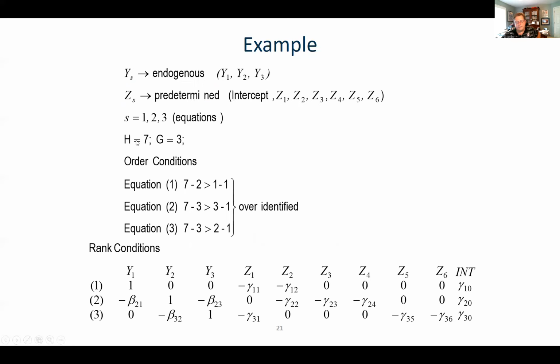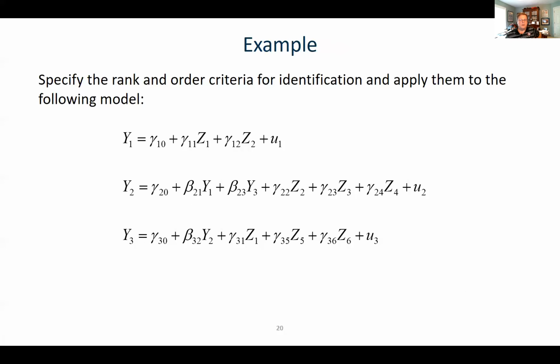That's capital H. Here my answer is 7. Why is it 7? Well, we have 6 z's and the intercept counts as the other one, so that's 7. So how many predetermined variables do we have in the first equation? 3. How many in the second? We have 1, 2, 3, 4, and in the third equation we have 1, 2, 3, and 4.